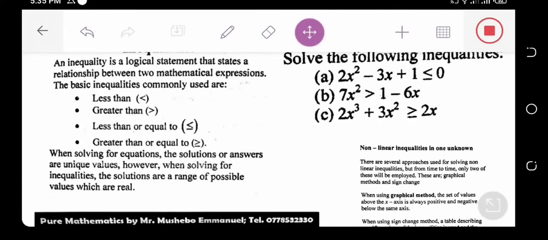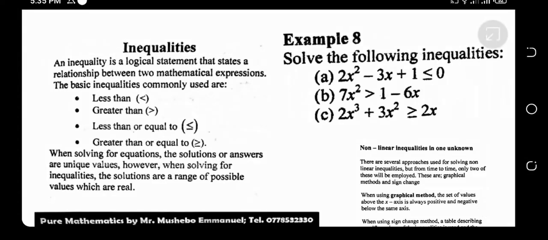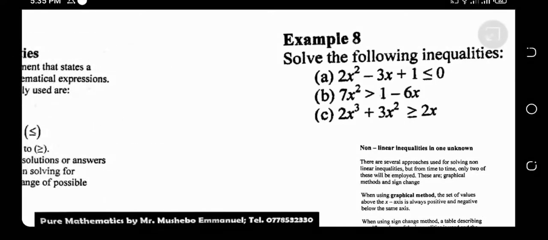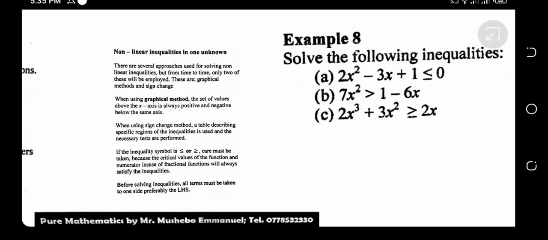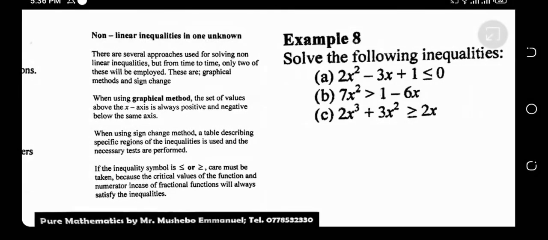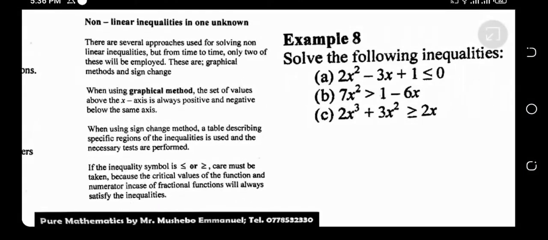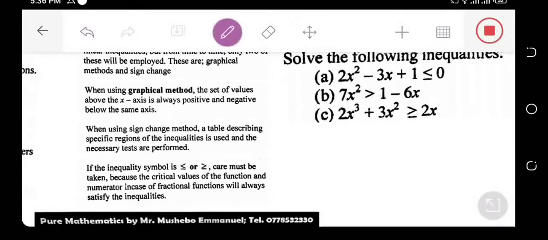first go through. Remember, we have 2 types of inequalities. We have linear and nonlinear. So for us, we are going to go through nonlinear inequalities. The linear inequalities are the ones which we looked at at ordinary level, but let us go through nonlinear inequalities because they are the ones which involve more complex and new steps. So here, let us go through nonlinear inequalities which are in one unknown.